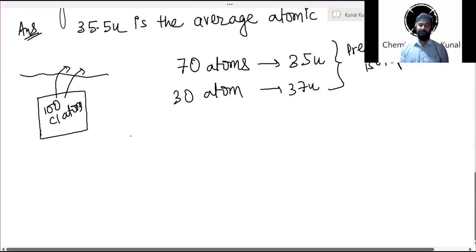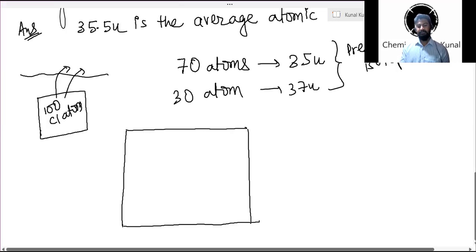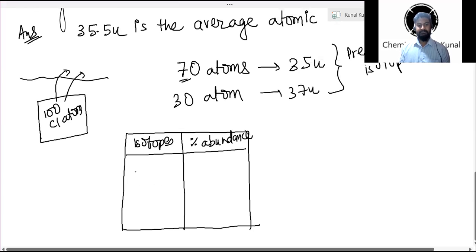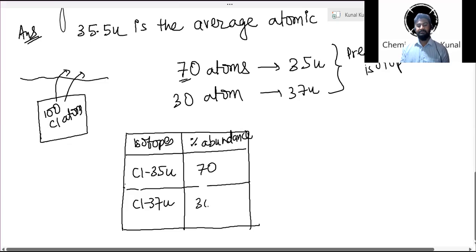Let me tell you how it can be done. From now onwards, whenever you get a question, make a table like this. On the left hand side of the table, write the isotopes that we have got. On the right hand side, write their percentage abundance, as in how much of that is available. Like in this case, 70 atoms out of 100 is 70%, and 30 atoms out of 100 is 30%. The isotopes were chlorine 35 U and chlorine 37 U, and the percentages are 70% and 30%.